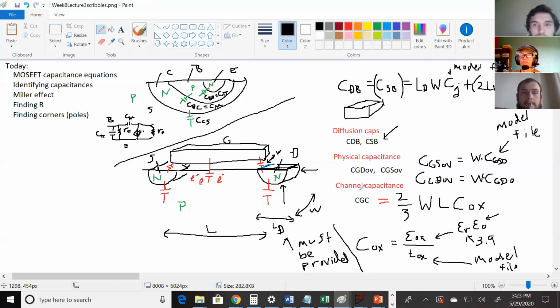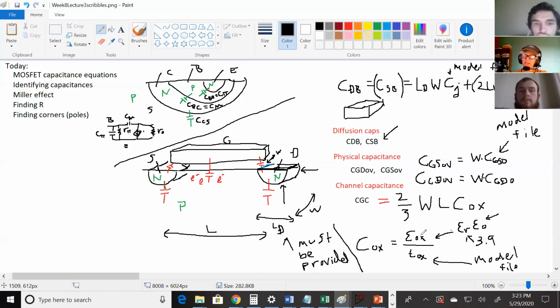And for the forward active region, or in this case, since we're in MOSFET, the saturation region, it's 2/3 of the area of your gate. And you know the gate has a length of L and a width of W. So the area is just W times L. So you take 2/3 of the area of the gate, and you multiply it by this C ox.